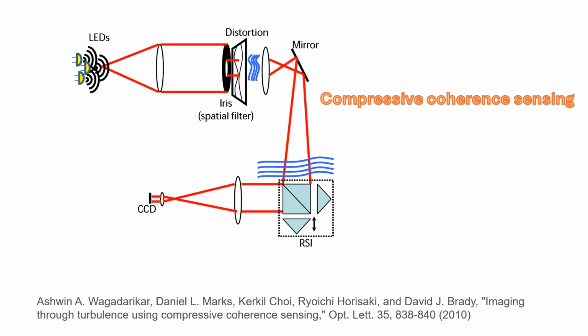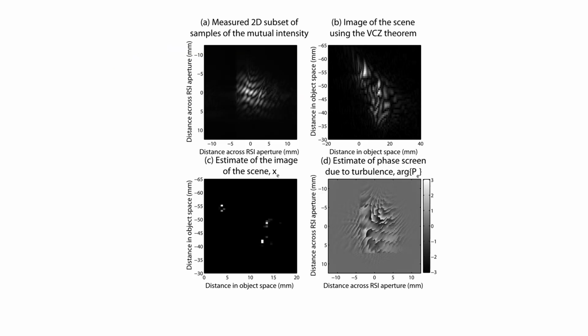So in this paper, for example, one could measure the mutual intensity at the output of the system using a rotational shear interferometer. And then if one inverted that mutual intensity by taking its Fourier transform spatially under the Van Cittert-Zernike theorem, you see the distorted image shown here.